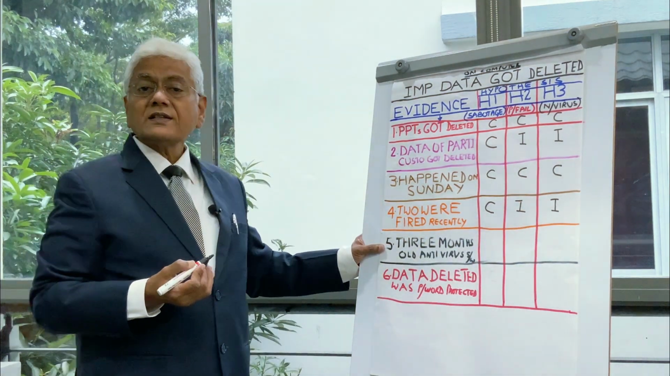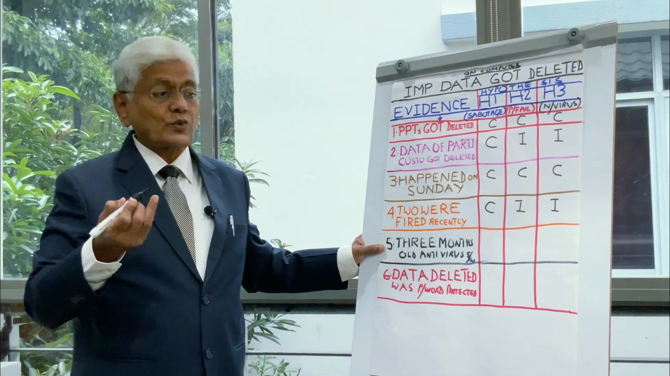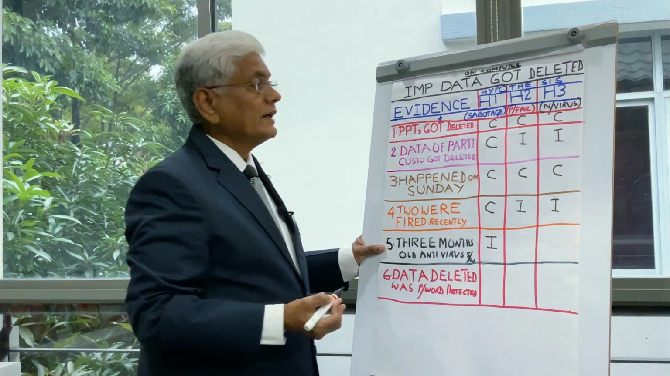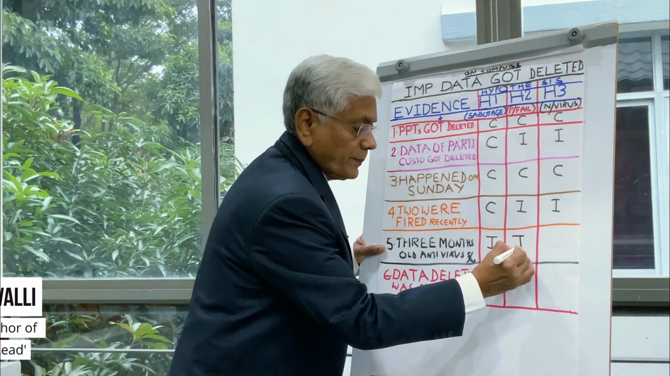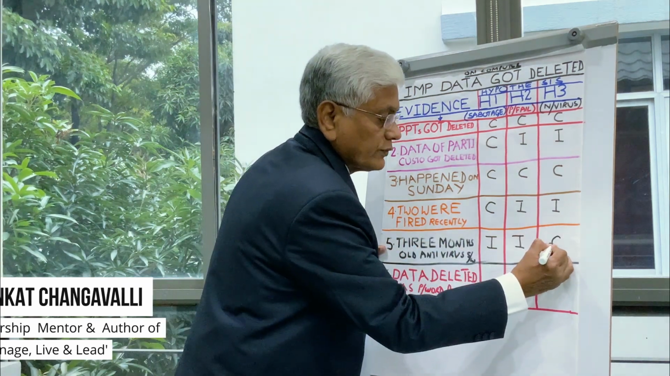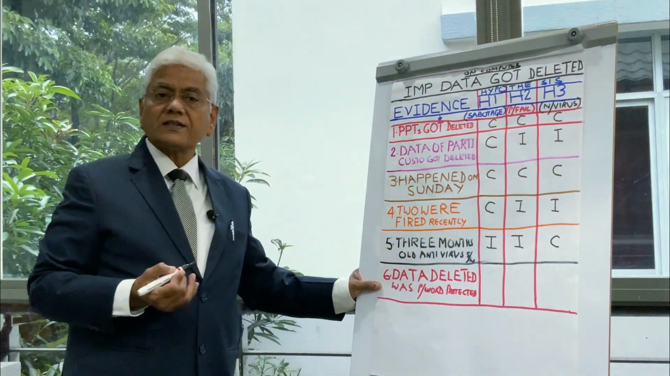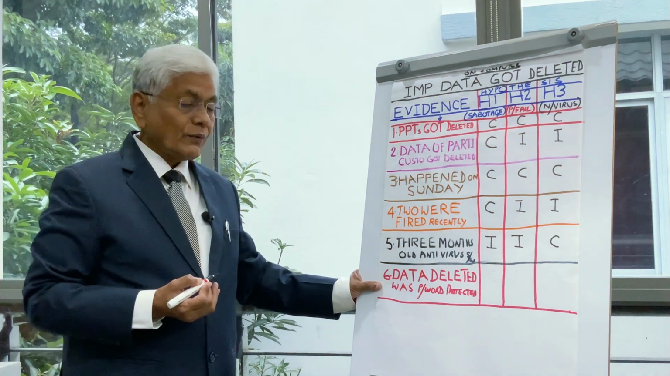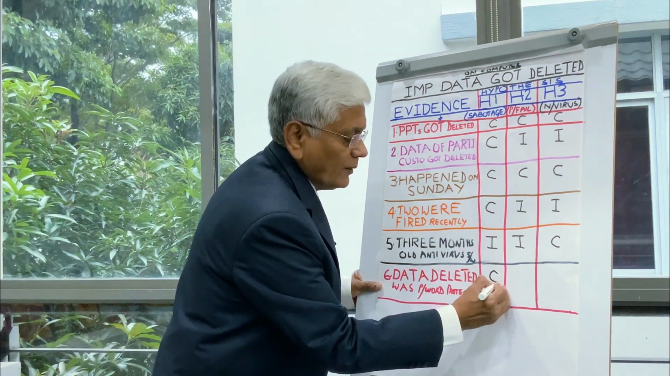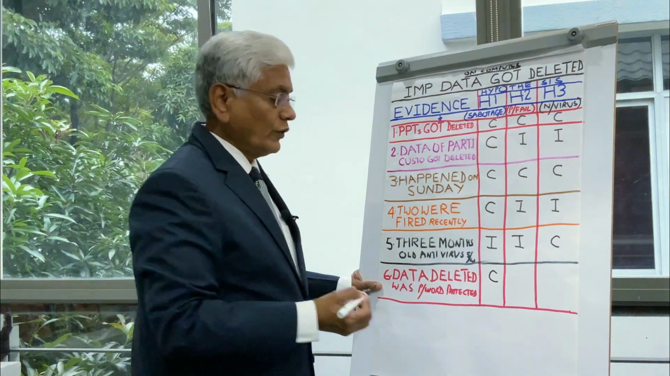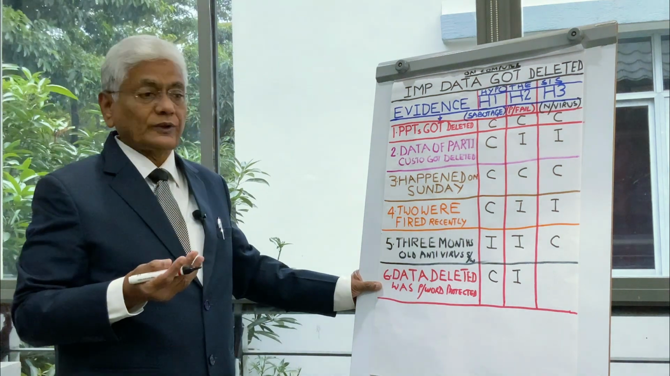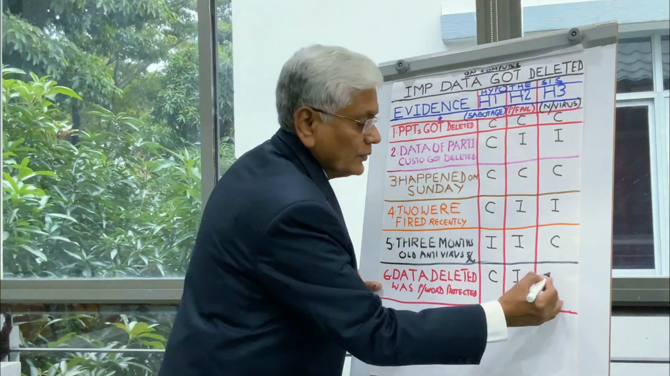Whereas the antivirus software is 3 months old, so it is inconsistent for employee sabotage, it is inconsistent for power failure, whereas for virus attack, it is consistent of course. Last evidence: the data deleted was password protected. So of course it is consistent for employee sabotage. It is inconsistent for power failure because it has no relationship, and it has no relationship to virus.